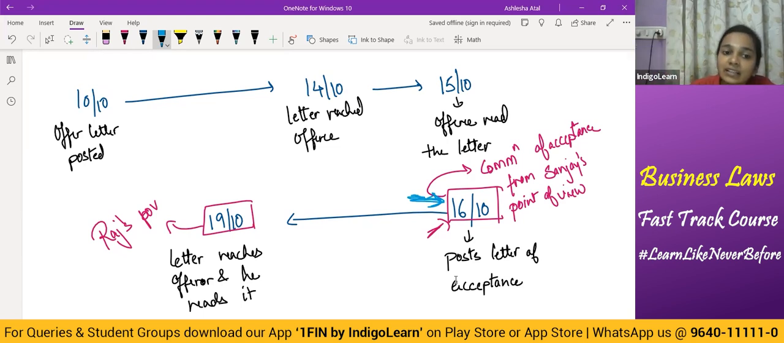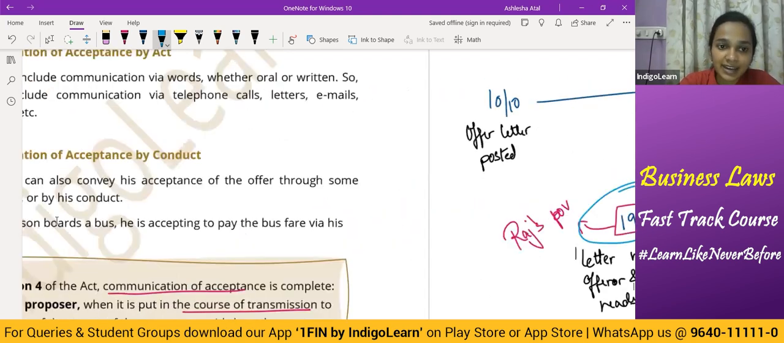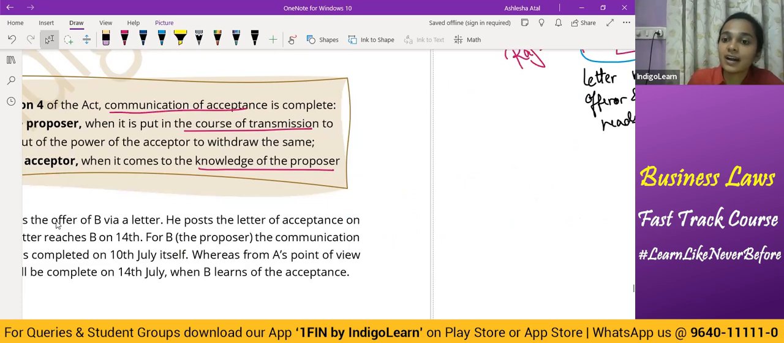And similarly here, say Raj has changed his mind, the acceptor has changed his mind and he wants to revoke acceptance. So acceptance can be revoked till the communication of acceptance is complete from the acceptor's point of view. And that is the reason why there are two different points of view which have been given for completion of communication of acceptance. Now, in certain situations, there are some special conditions which are tacitly communicated.